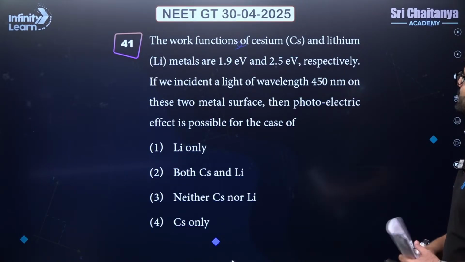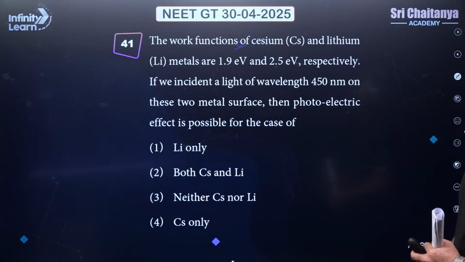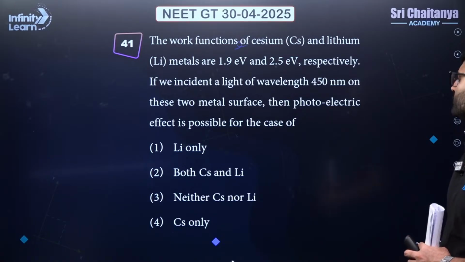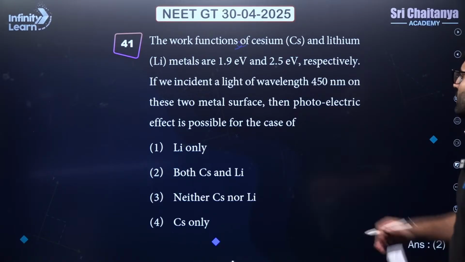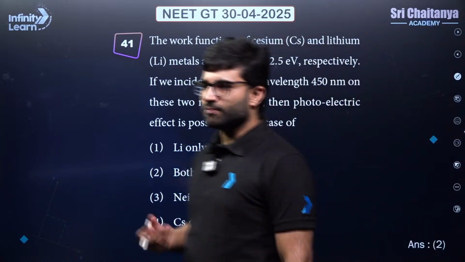The work function of cesium and lithium are this and this. If we incident a light of wavelength 450 on these two metals, then the photoelectric effect is possible. So when is the photoelectric effect possible?